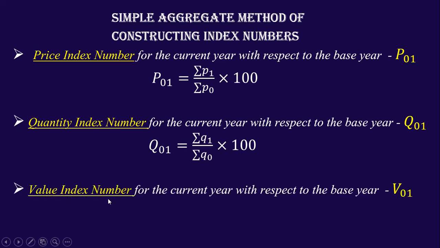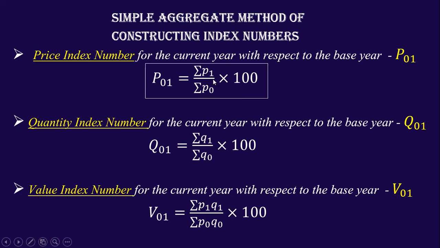Third is value index number for the current year with respect to the base year. It is denoted by V01. This value is product of price and quantity. It is given by V01 is equal to summation P1 Q1 upon summation P0 Q0 into 100. Now these are formulae to find price index number, quantity index number and value index number by simple aggregate method. So we have to use these formulae.